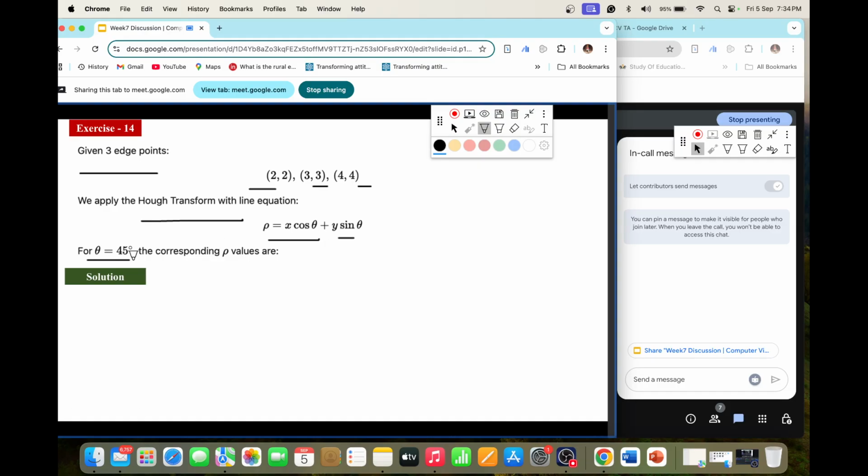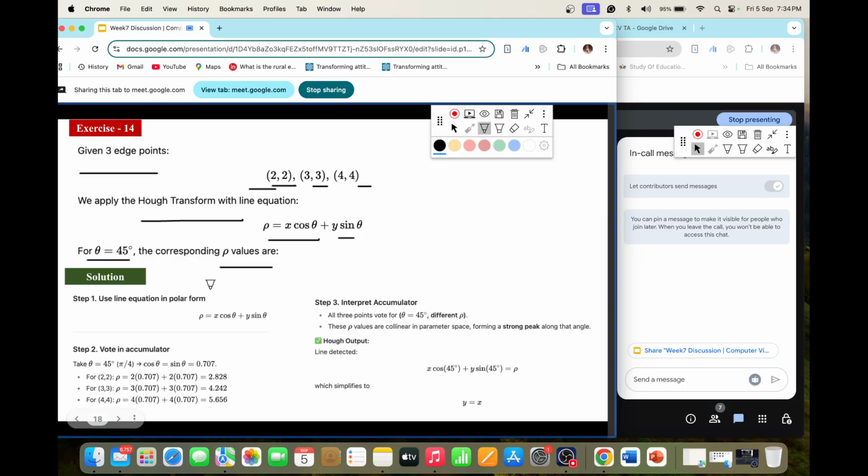For theta equals 45 degrees, the corresponding rho values are? Very easy, we can calculate the rho value. We have the theta value, 45 degrees, and we have the points x and y, so we can easily calculate the rho values. For (2,2), rho comes to 2.828. For (3,3), it is 4.242. For (4,4), it is 5.625. So basically you have to memorize this equation.